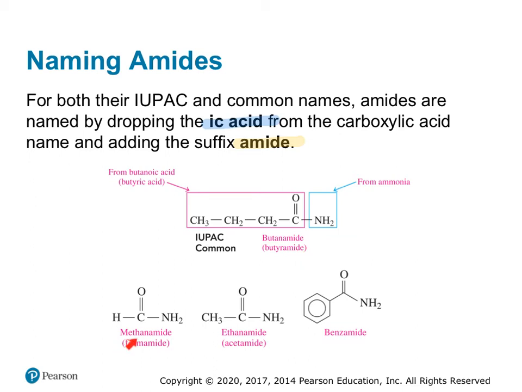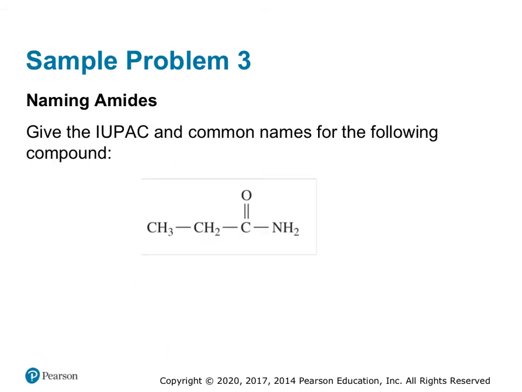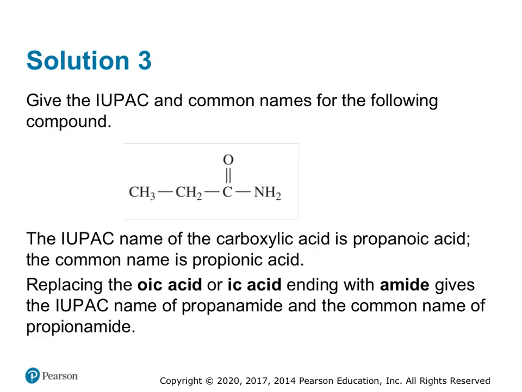So we've got methanamide, ethanamide, and benzamide as also their IUPAC names, and then their common names are in parentheses after that. So looking here, giving the IUPAC and common names for this compound, I see I have 1, 2, 3 carbons. That's propane for 3 carbons. As a carboxylic acid, that's propanoic acid.